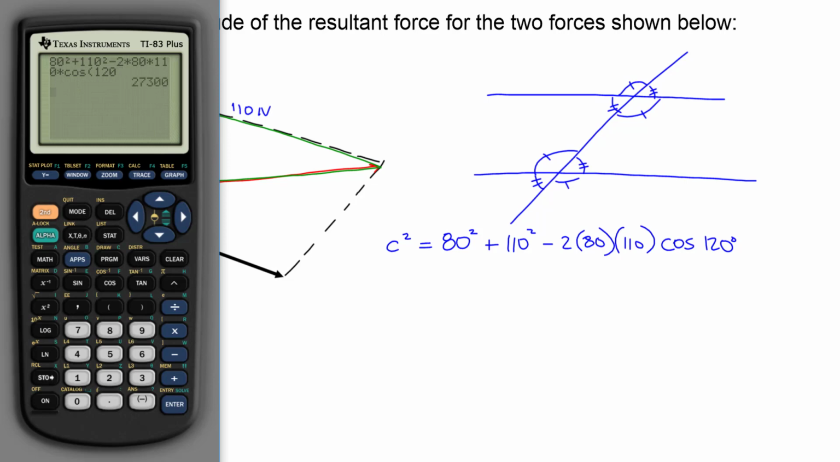This is initially my answer, but I need to take the square root of that because that's equal to c squared. And I will round this to the nearest whole number and say c is approximately 165 newtons in this case, since we were talking about measures of force.